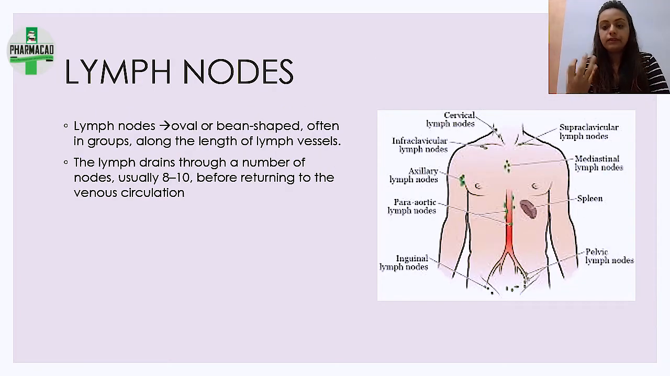Now, like I said, lymph nodes are like a base in between where the work of killing bacteria and all that happens. They are oval or bean shaped. Here, what you see in green, those are the lymph nodes. They are often present in groups along with the large lymph vessels. The lymph drains through a number of nodes, usually 8 to 10, before returning to the venous circulation.